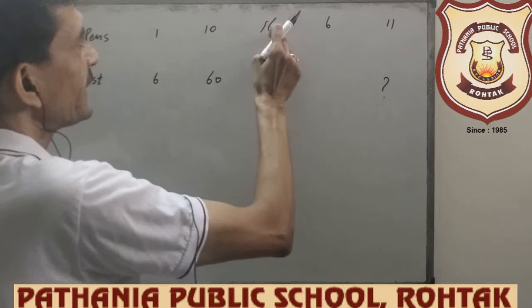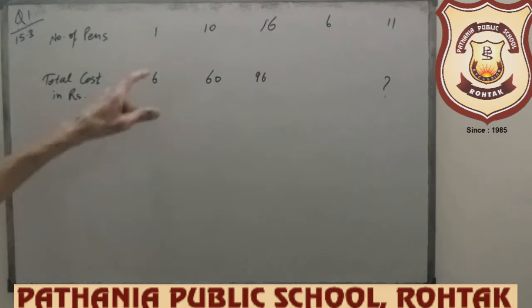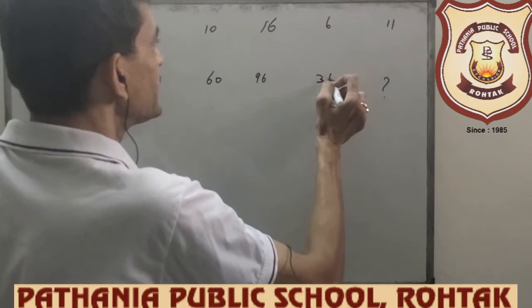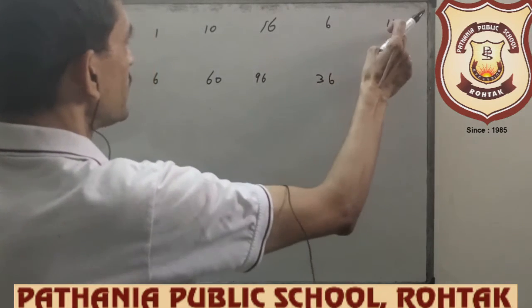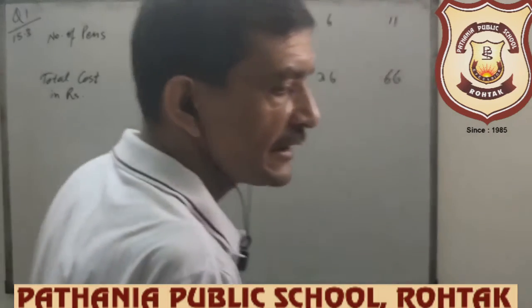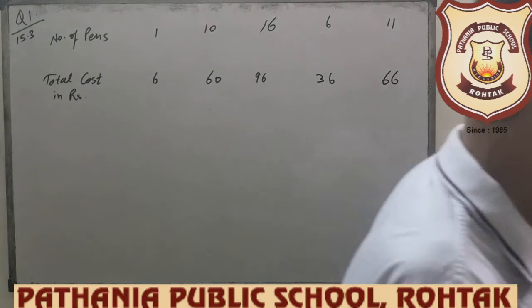96 को 6 से divide करेंगे, then 16 is there. And then 6 pens: cost of 1 pen is 6 rupees. Then cost of 6 pens is 6 × 6 is 36. Cost of 11 pens is 11 × 6 is 66. In this way, we complete this table first, and now draw the graph of this table.